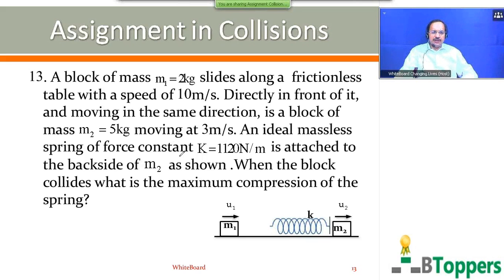An ideal massless spring of force constant K equal to 1120 Newton per meter is attached to the backside of M2 as shown. The block collides. What is the maximum compression of the spring? Here the two blocks and this spring, all three, you can consider as one system. Total momentum of the system remains conserved, and total mechanical energy of the system also remains conserved because the blocks are moving on a frictionless surface.